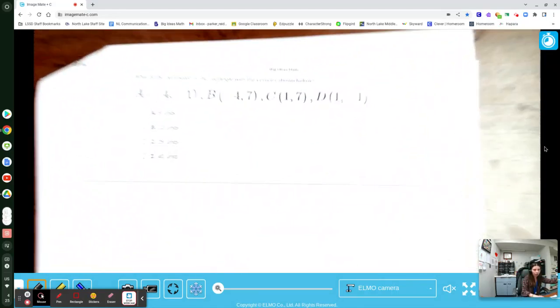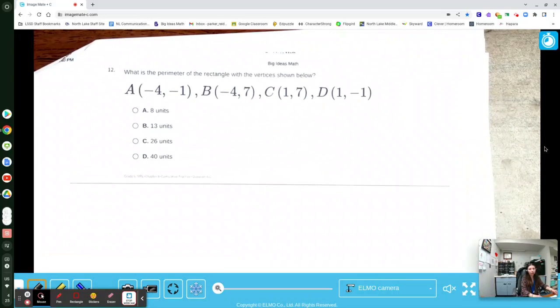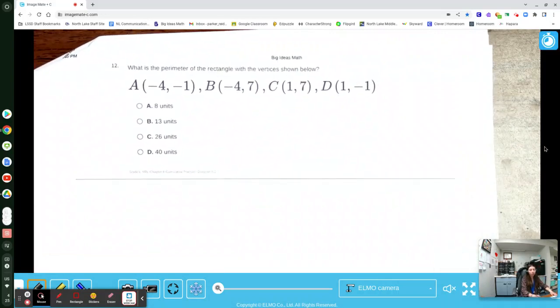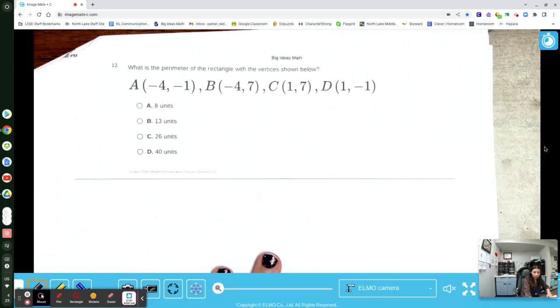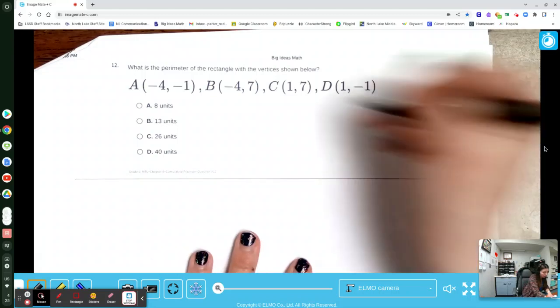And then question 12, what is the perimeter of the rectangle with the vertices shown below? So we have 4 vertices. That means these are like the corners of our shape of the rectangle. So what's going to be the simplest here is to actually graph them and then find the perimeter that way. So you can make your own graph, or you could flip back and use one from a previous question. I'm going to show you how to make your own graph if you need to.